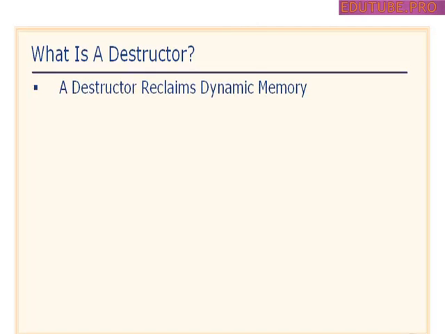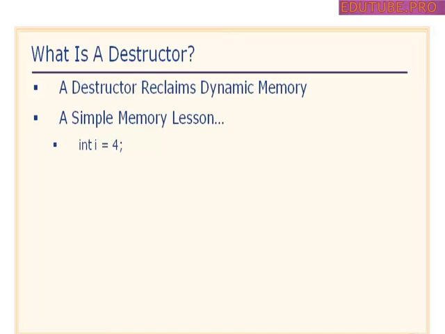But the simple answer to what is a destructor is that it simply reclaims memory for us. Now, it reclaims a certain type of memory, which is called dynamic memory. Another way to say that is it reclaims memory that has been placed on the heap. I'll talk more about that in just a second. The way to understand this is just with a simple memory lesson, okay?